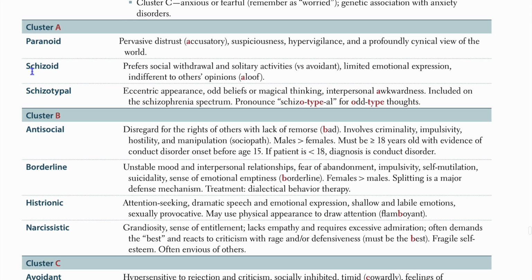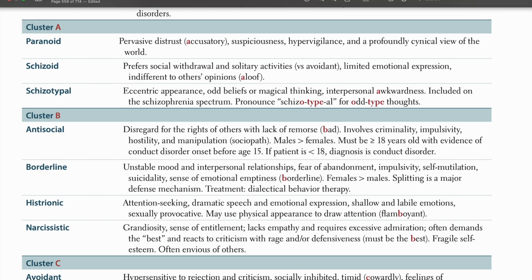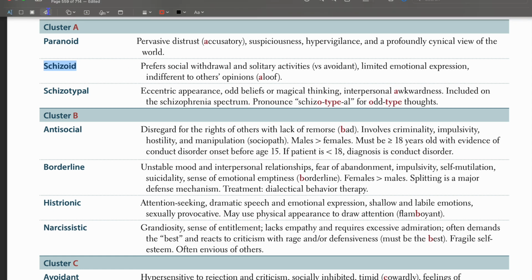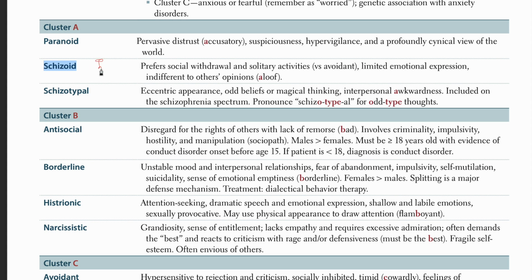Okay. So schizoid, think of someone with the zoid, so it sounds like a shape, right? So there's a person, right? And draw a schizoid shape around it. So that's blocking them from everyone else. There are other people out here, so they don't talk to them. They prefer to be alone in their own schizoid area, right? So isolated from people. So they prefer social withdrawal and solitary activities, limited emotional expression, indifferent to others' opinion, right?